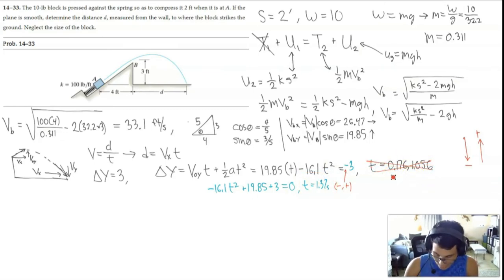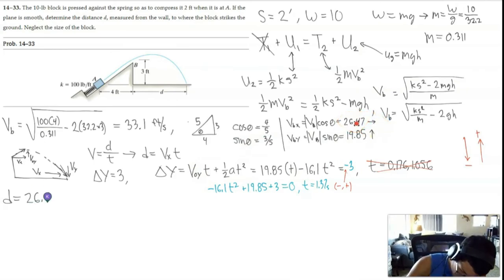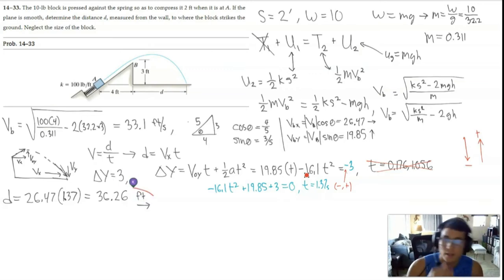Okay, so now that we got that, we can find distance d. d is equal to Vx, which is right here, 26.47 times 1.37. We get 36.26, and that's feet. And it goes this direction. Okay, that's it.